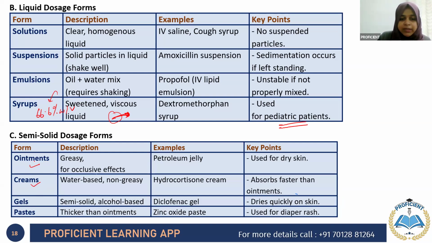Ointments are usually greasy, right? They give you an occlusive effect. An example is petroleum jelly used for dry skin. Then you have creams. Creams are usually water-based emulsions, and they are not as greasy as ointments. Ointments are more greasy.